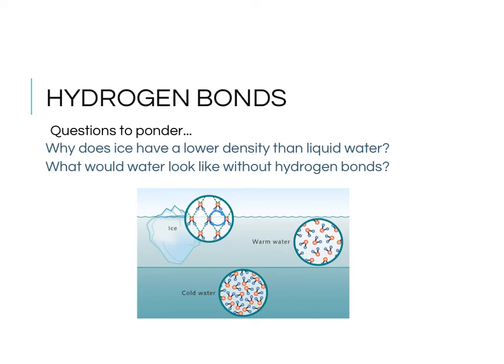So what would water look like without hydrogen bonds? What if there was no glue? Oh my gosh, we'd be in trouble. Basically, the water that we know as a liquid, where you go to the faucet, turn it on, and water comes out, that wouldn't happen because there'd be no attraction between those water molecules. So it would all be a gas. We'd all be in a lot of trouble.